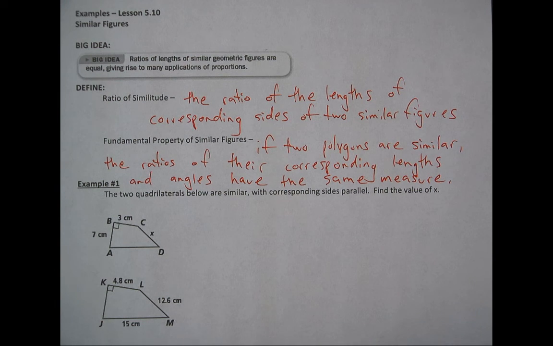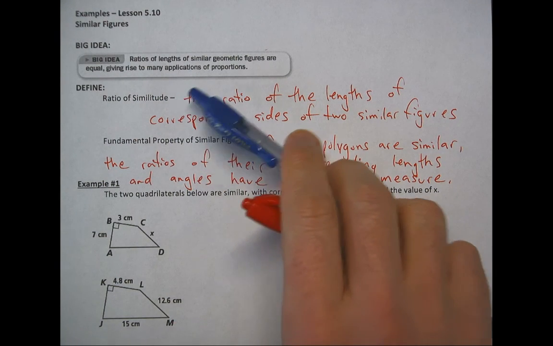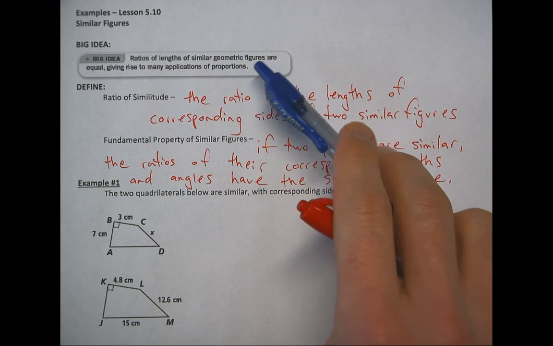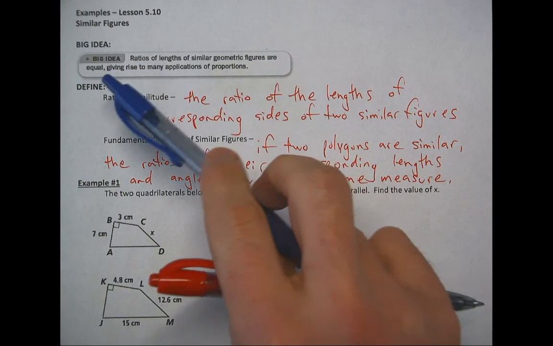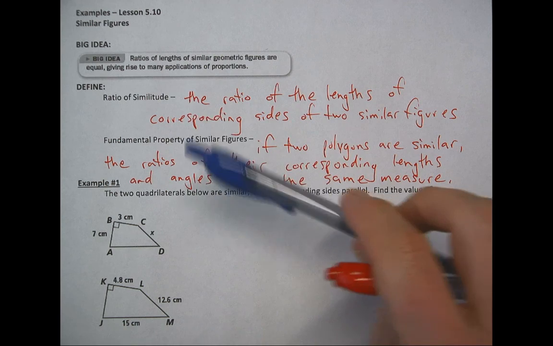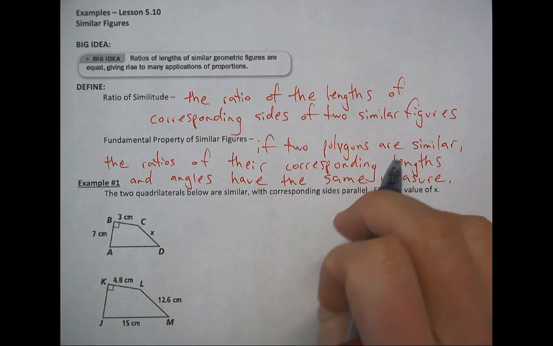So in lesson 5.10, we're going to be looking at similar figures and using our work with proportions from 5.9 to help solve for missing side lengths and solve for x in different situations. So the big idea is that ratios of lengths of similar geometric figures, so similar shapes, are equal, giving rise to many applications and proportions that we can set up.